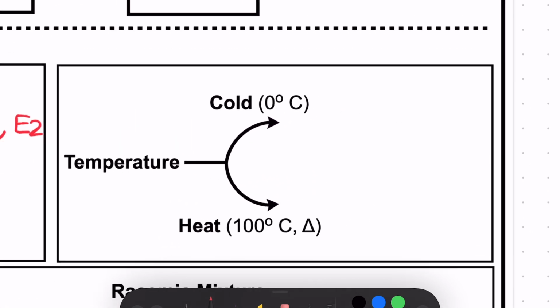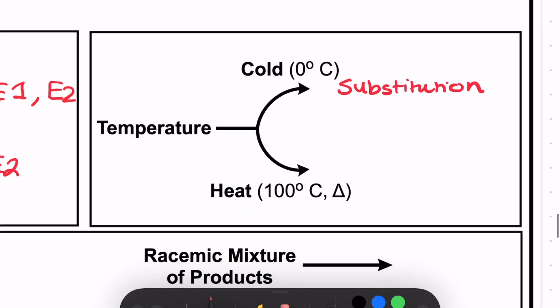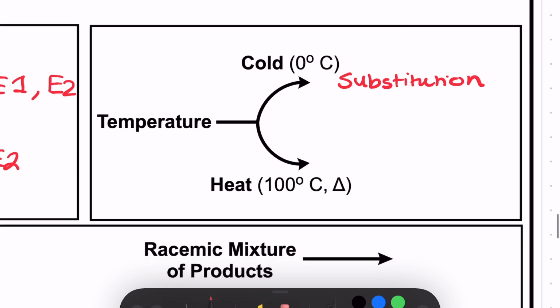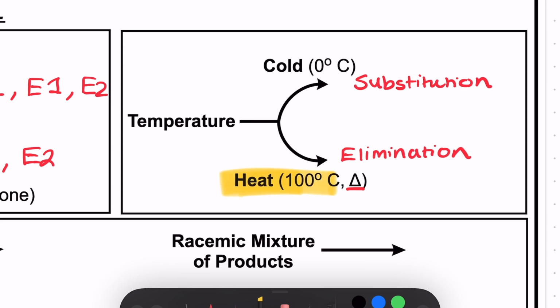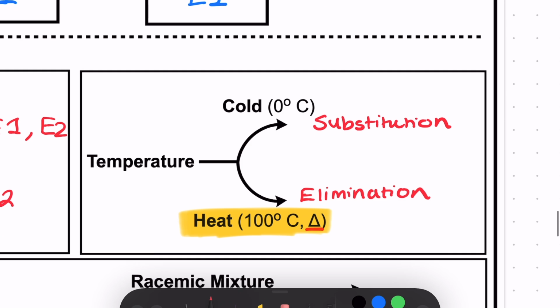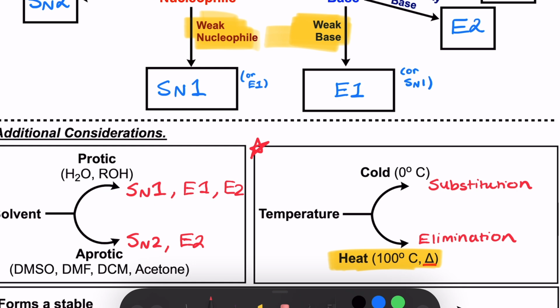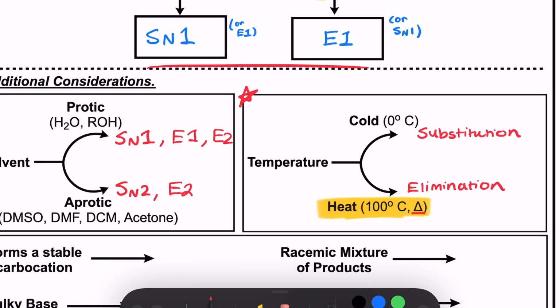All right, temperature-wise, if we have a cold reaction at 0 degrees Celsius, it is substitution. If we have a hot temperature, heat, or if you see this delta symbol, this triangle, that's elimination. Okay, so heat favors elimination. That's an important concept. This right here, by the way, is something that can help us differentiate between SN1 and E1. Because you see right above it, we have such fierce competition, temperature can help us differentiate.